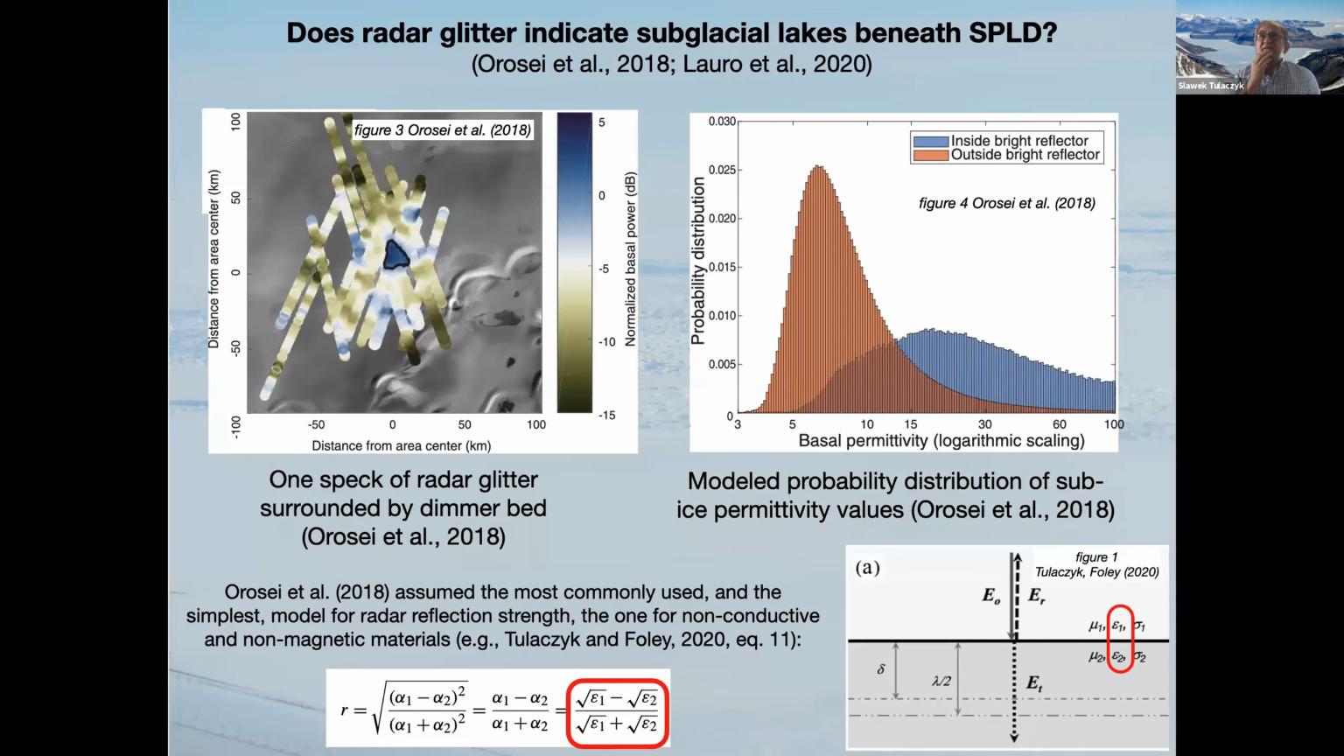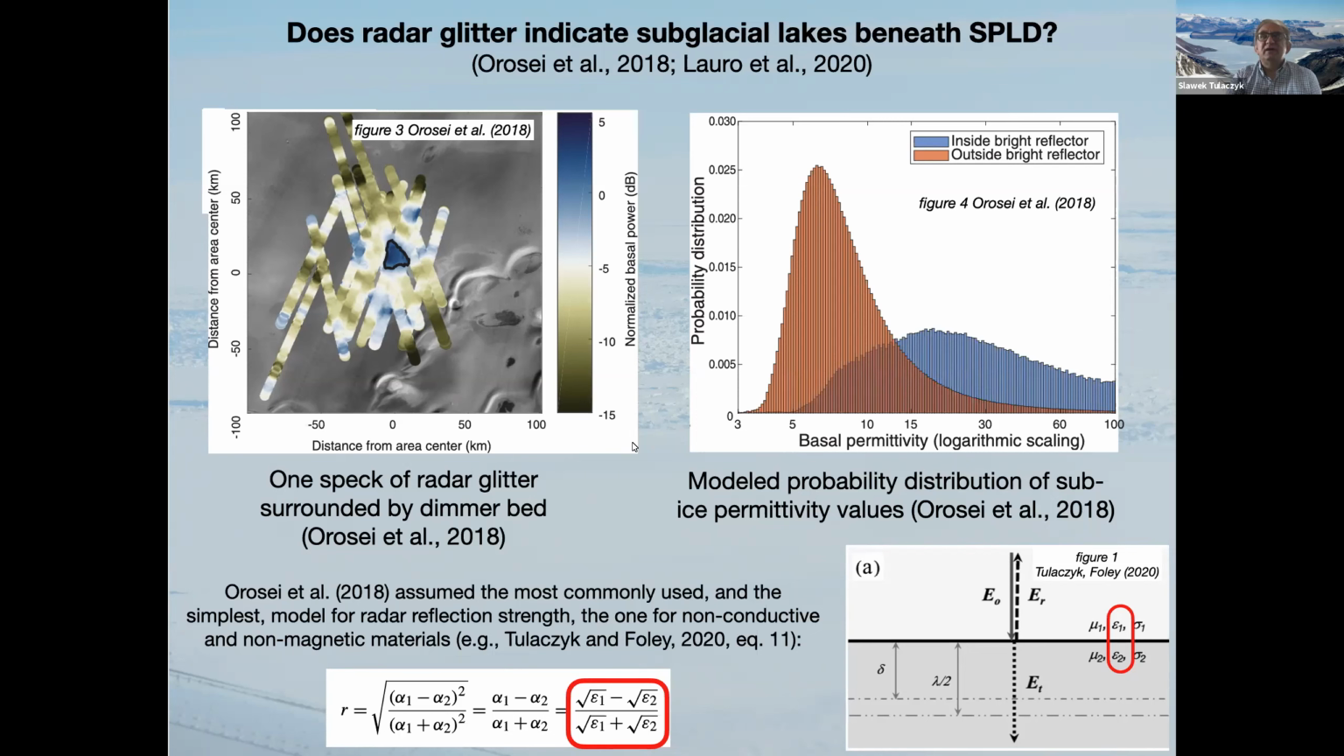So let's zoom back to 2018 and to the paper that interpreted some of these more interior high reflectivity anomalies as subglacial lakes by Orosei and colleagues. The figure on the left is a nice illustration of the MARSIS lines with the calculated basal power normalized to the ice surface power, as I said before. And so we have this localized anomaly that's crossed by several MARSIS lines, surrounded by quite distinctly lower bed reflectivity.